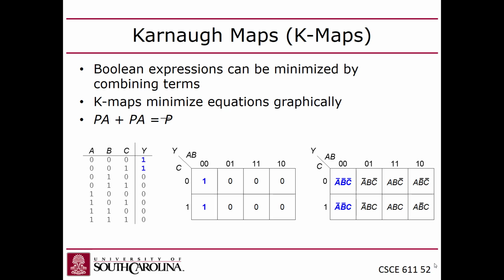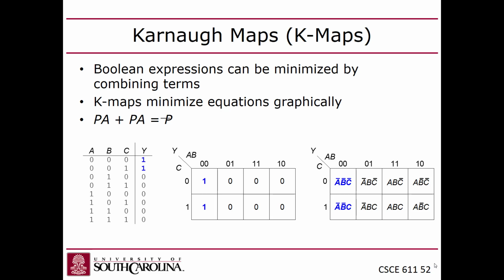read the inputs. In this case, y is true when A, B, and C are 0. Because I've labeled A and B as the column headers, I go to column 0, 0. C is 0, so that's row 0. And then I would mark that cell as 1. The other minterm is 0, 0, 1, so A and B are 0, 0 and C is 1, so I'd mark that as 1. Everyone with me? All right.